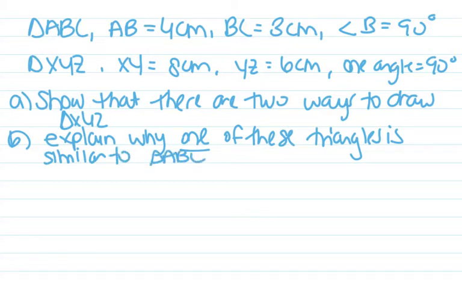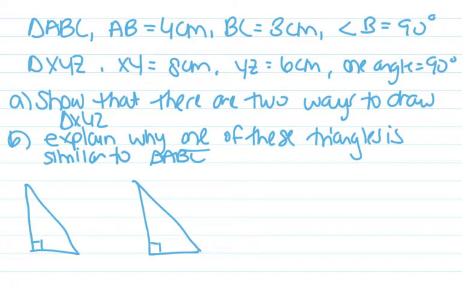Okay, so we're going to start by drawing the two options for XYZ. So there has to be one 90-degree angle in here. So we could have XYZ where XY is 8 and YZ is 6, and that's a 90-degree angle. Or we could have XYZ where XY is 8, ZY is 6, and we don't know the other side length.